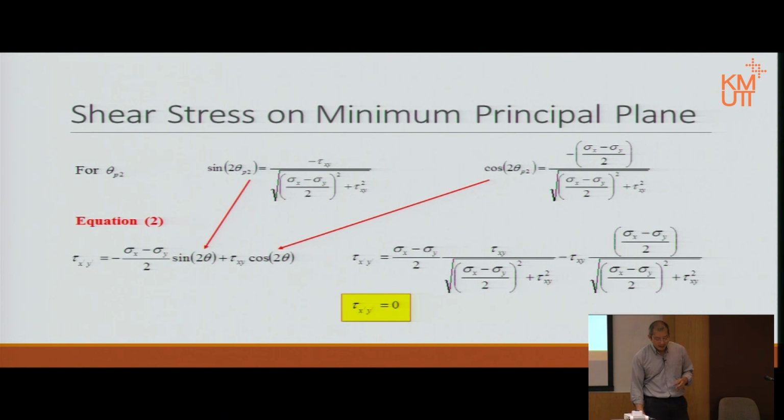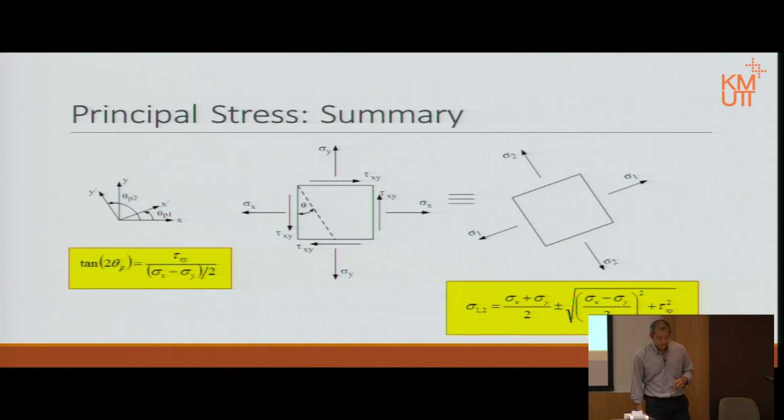And we can summarize that the principal stress concept is that we can find theta P, or the orientation of the principal stress, maximum and minimum, by this equation. Okay, don't forget there are two angles here. Your calculator gives you only one angle. You are the one who has to know that there must be two angles here.